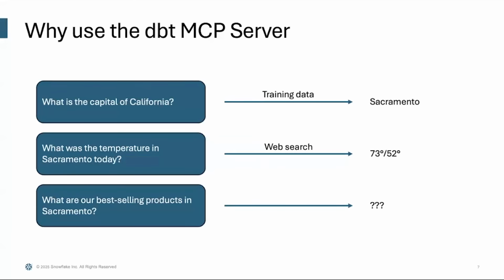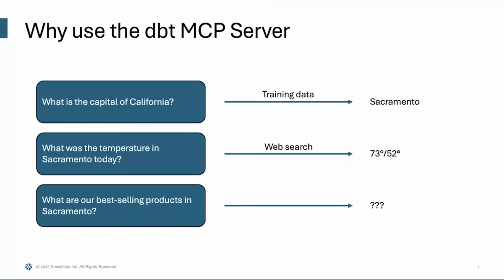This example highlights the current challenges when using an LLM and applying that to a data use case specifically. So when you ask an LLM, hey, what is the capital of California? It'll give you the output of Sacramento. And it knows this because it has been set up with all of this training data. If you go a step further and ask, okay, what was the temperature in Sacramento today? It'll tell you, okay, high of 73, low of 52. That's in Fahrenheit. And it knows this because this LLM has been given access to do a web search, right? And it gets those results that way.